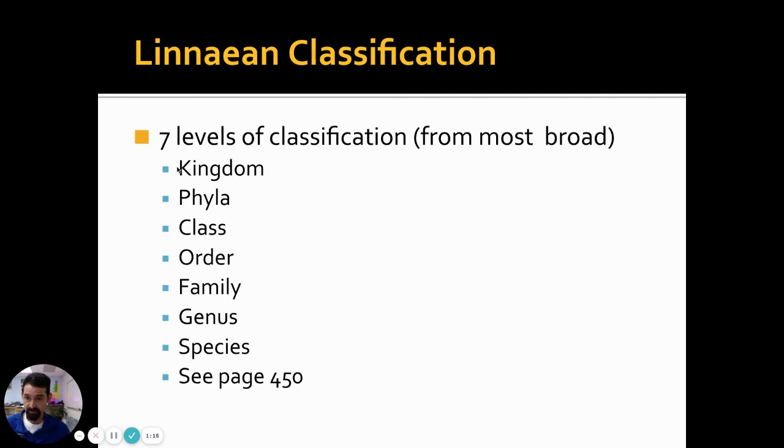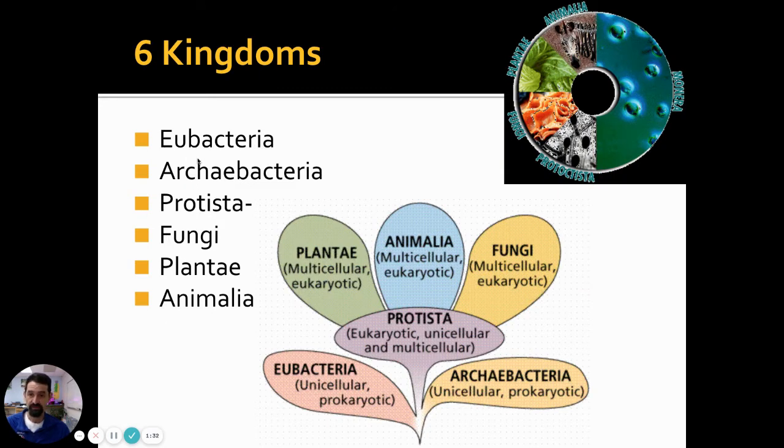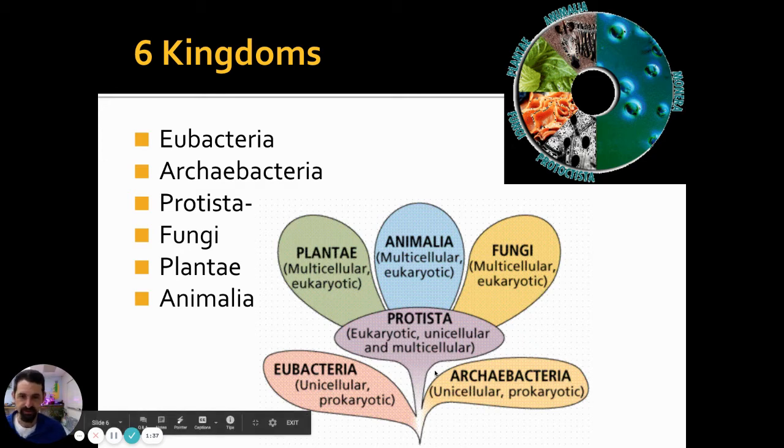Now, the kingdom level in the Linnaean classification is the top level. So if we find any living thing, we have to say which kingdom it fits in. Within each kingdom, there are different phyla and classes and orders and families and genera and species. But we have to determine which of these 6 kingdoms an organism fits into. So this is a nice little diagram here. This shows you plants or Plantae, Animalia, Fungi, Protista or the protists, and then Eubacteria and Archaebacteria. All right, these are our 6.